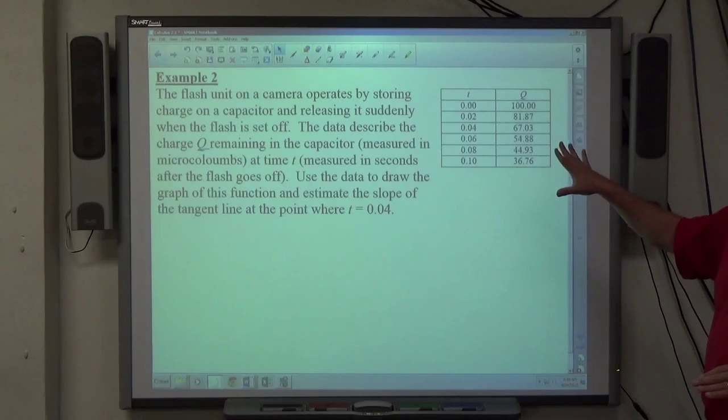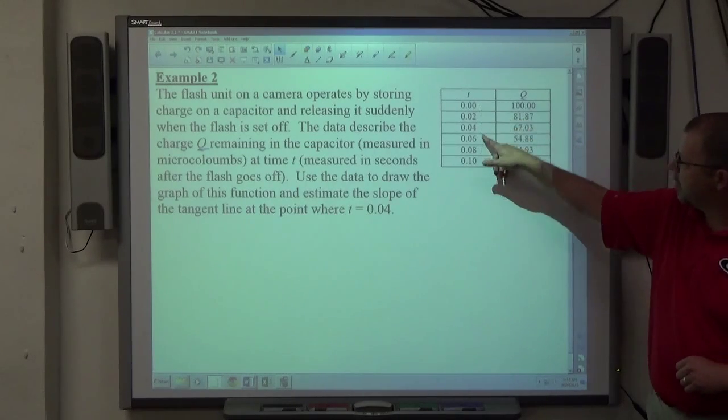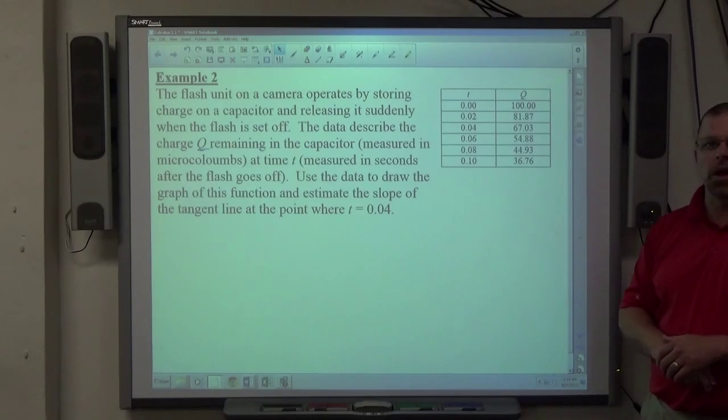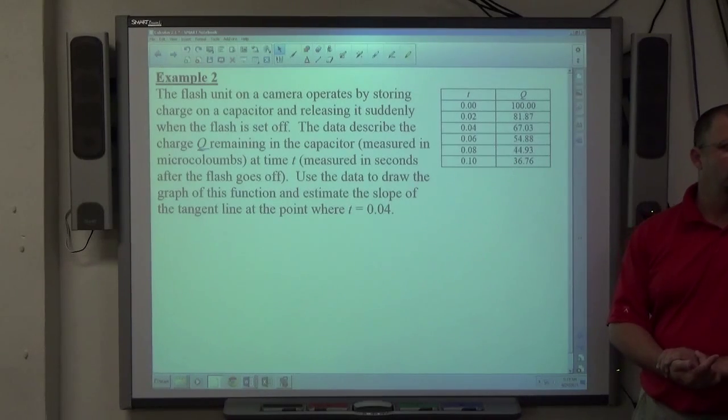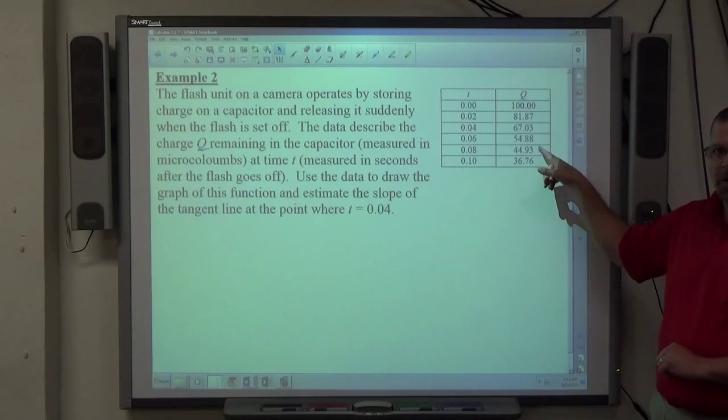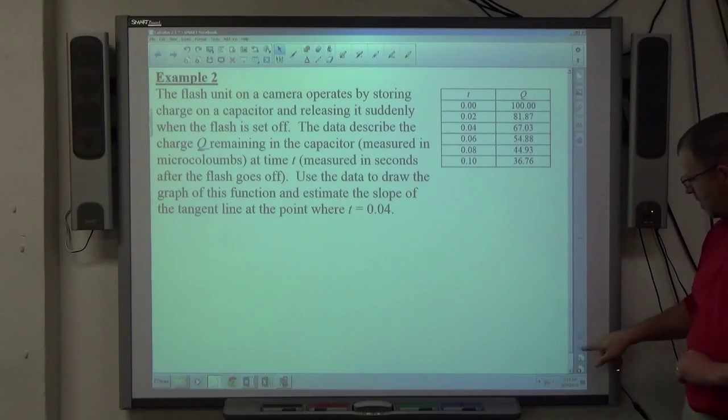Basically, you just have to understand what the chart represents. T is time in seconds. Q is the amount of charge left in microcoulombs. I don't know what a microcoulomb is, and we don't have to know. It's some unit of energy. Just know that we started off with a full charge and it decreased after the flash went off.